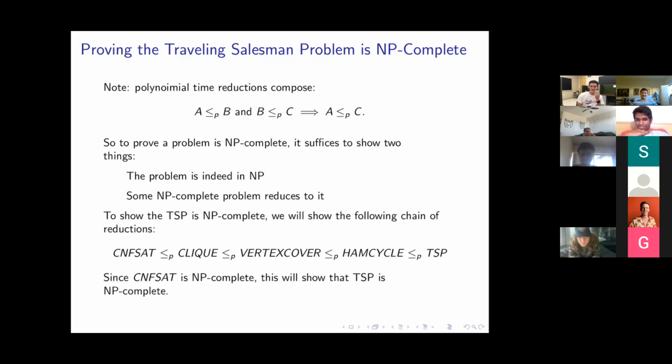Okay. Questions about why I can declare victory if I do this, or anything else that I have said before I spend the next 20, 25 minutes or so convincing you that TSP is NP-complete and thus is worth caring about?